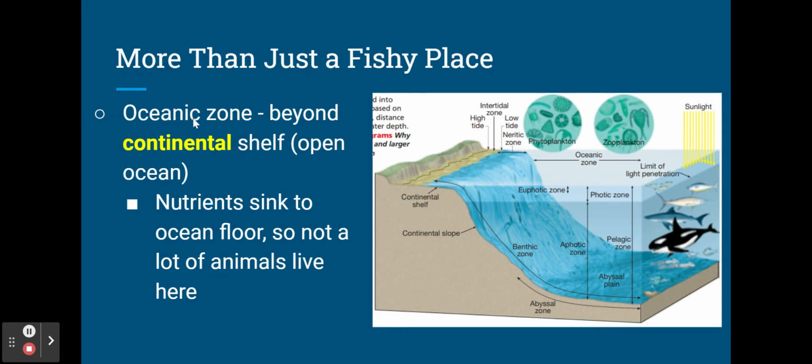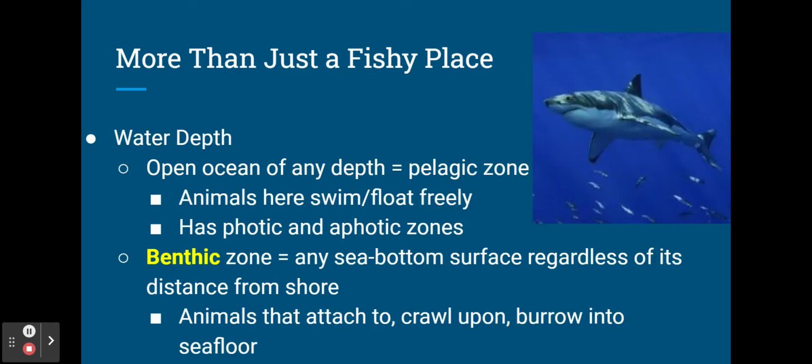Now, the oceanic zone is beyond the continental shelf, so that's pretty much the continental shelf and all the way into the ocean. Nutrients at this point sink to the ocean floor, so not a lot of animals can live in this area because there's just not the nutrients. Pretty much once you get past the continental shelf, everything happens before it, closer to the coast. In terms of humans, you can only survive out there if you're on a boat.